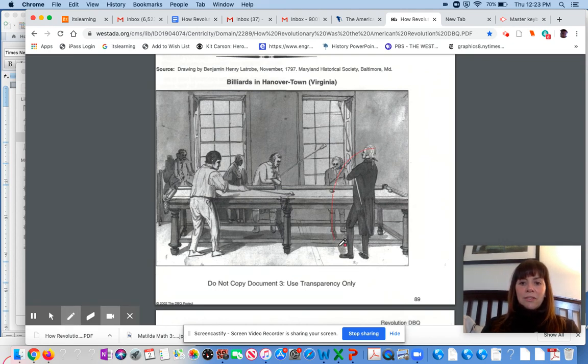This guy looks fancy, right? He's fancy. He's a fancy dude. And then let's look at, hey, what is missing from this guy? He has no shoes on. You know what that means? That means he's poor. That means he's not fancy.